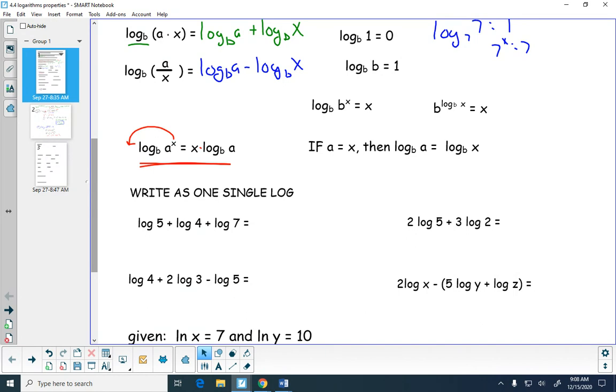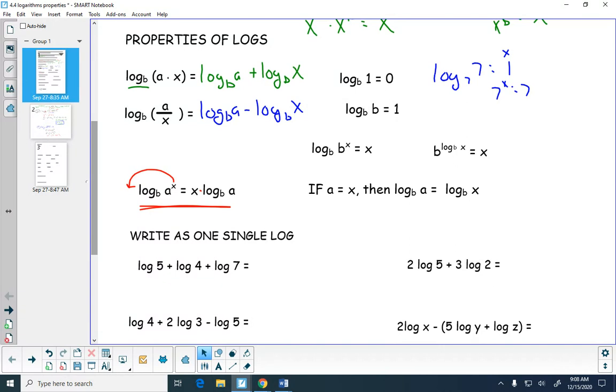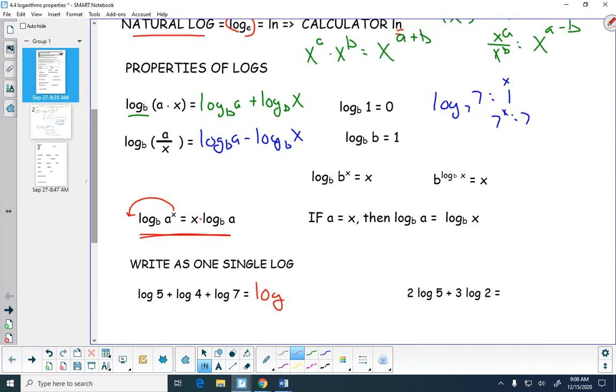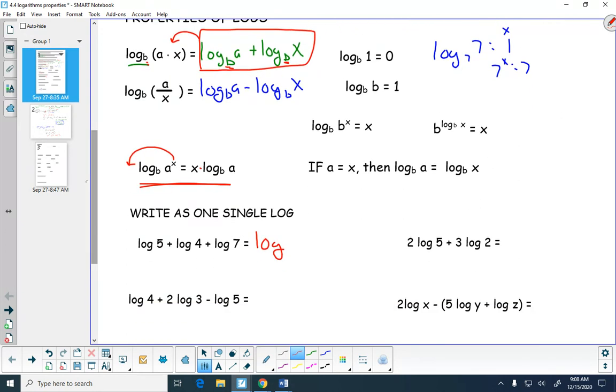If we had the log of 5 plus the log of 4 plus the log of 7, and I want to write this as one single logarithm. Well, if I take a look at my properties, when I'm adding two logs together, I can combine them back together by multiplying, if I have the same base. I can multiply them back together to give us one single logarithm. So log of 5 plus the log of 4 plus the log of 7 could equal log of 5 times 4 times 7.